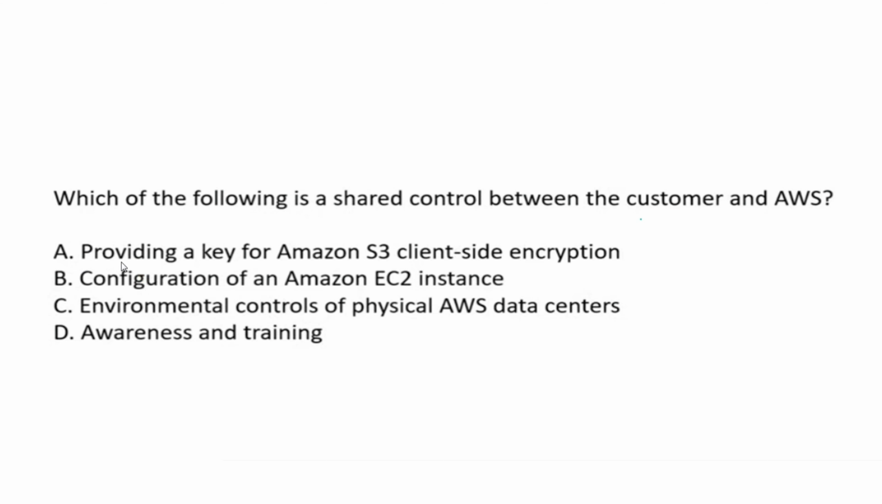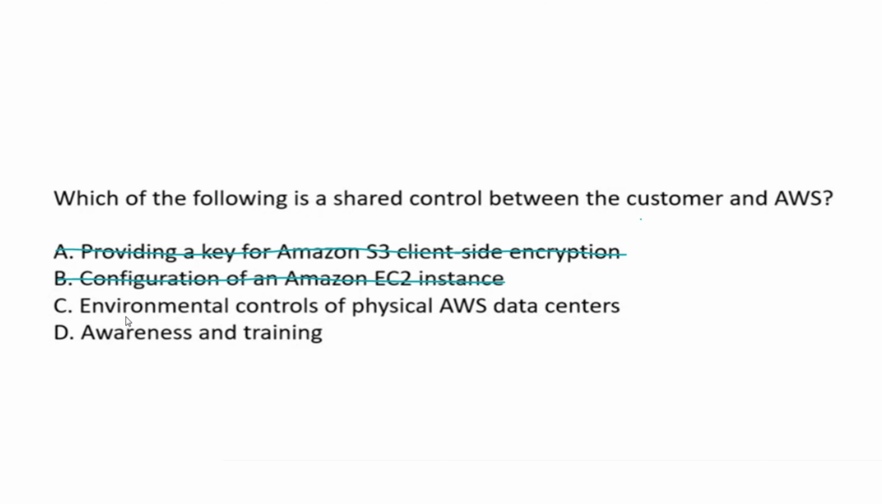The first option is providing a key for Amazon S3 client side encryption. Guys, this is totally a concept of the client. It has nothing to do with AWS, because providing a key is something which only the client can do, and AWS is not responsible for this. The next option is configure an EC2 instance. Again, an EC2 instance is something that the user itself is creating, and AWS has nothing to do with it.